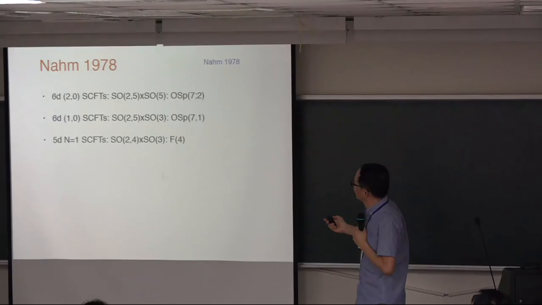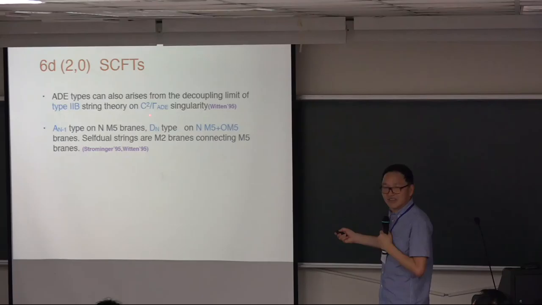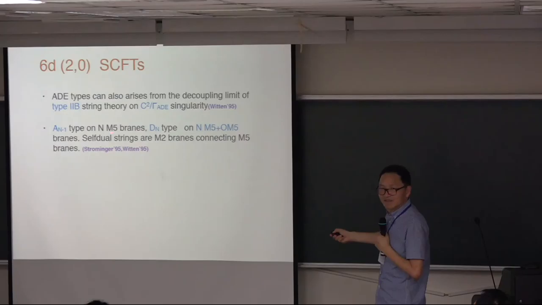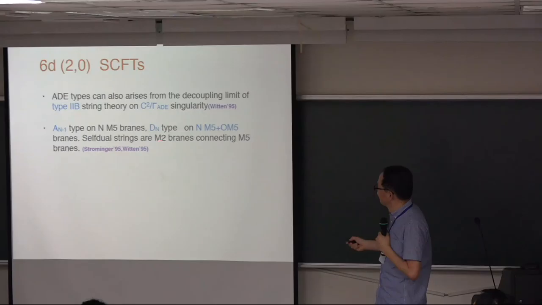Now, the 6D (2,0) superconformal field theory was discovered about 20 years ago by studying type IIB string theory on C2 divided by ADE type singularities. One can also find that the A and D types can be obtained by studying N M5 branes or N M5 branes on an orientifold. If you look at the decoupling limit where gravity is decoupled, then one gets the same structure.